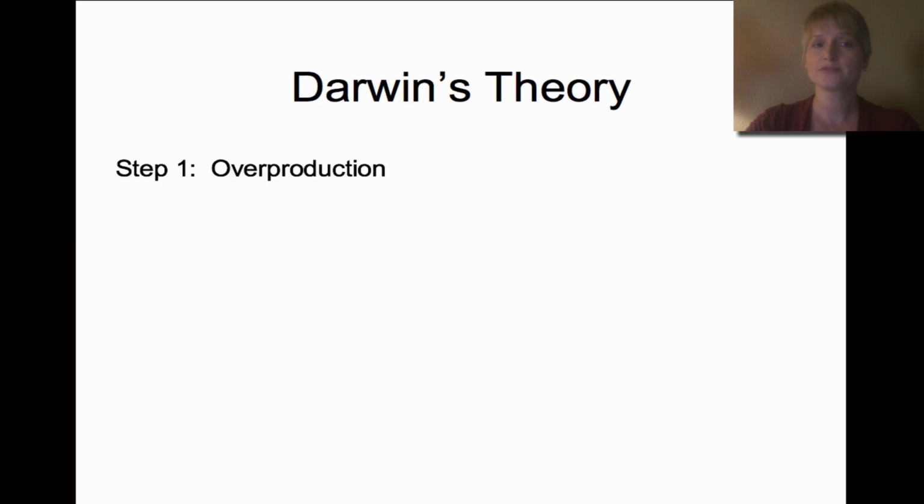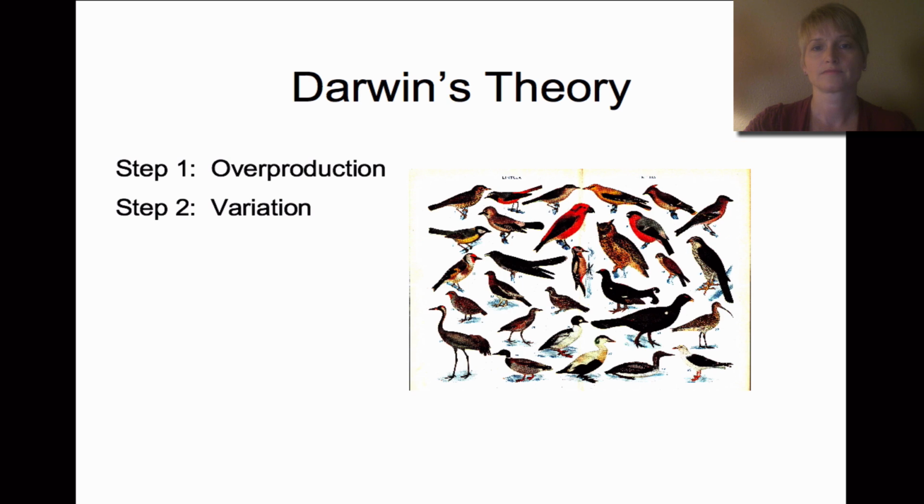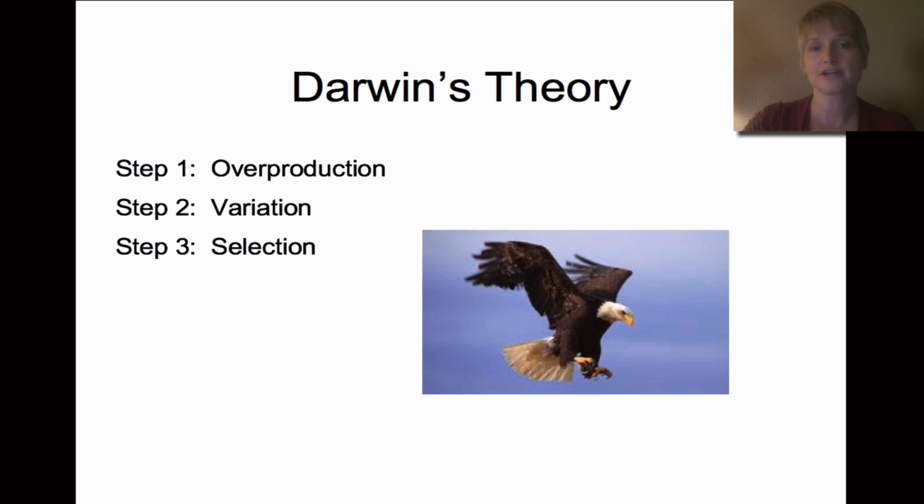So Darwin's theory was based on several steps. The first thing was overproduction. So Darwin said, there are a lot of that species, okay? So they overproduce. And they have variation. So within that species, there are small variations that occur that make them different from each other. Okay, so this shows some variation in birds. And selection acts on that variation.